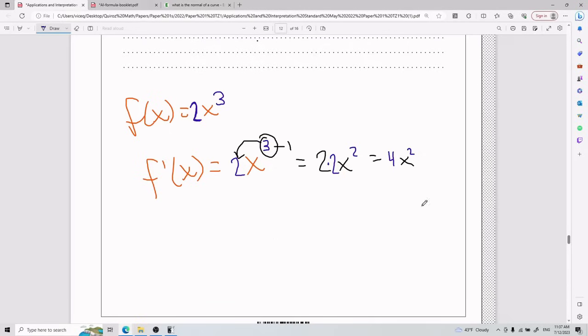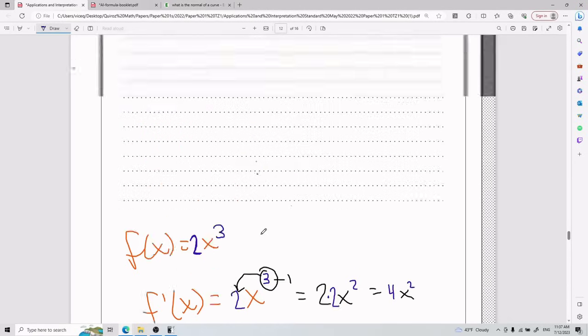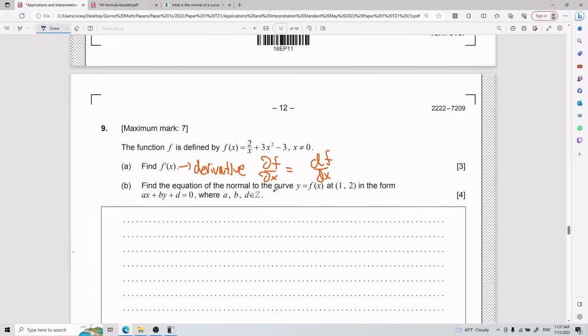Alright, so that is for the derivative, just in general, right? Of the exponent. And so for part A, because it's the IB, they immediately throw us a curveball. f of x has an x on the bottom. What do you do with an x on the bottom? Alright, so part A. There ain't no mountain high enough, right, boys? 2 divided by x plus 3x squared minus 3.